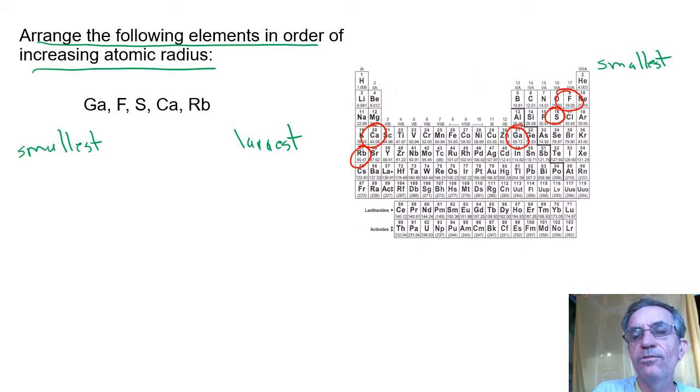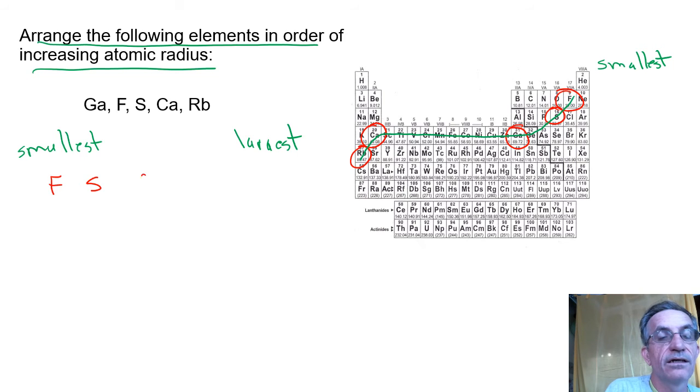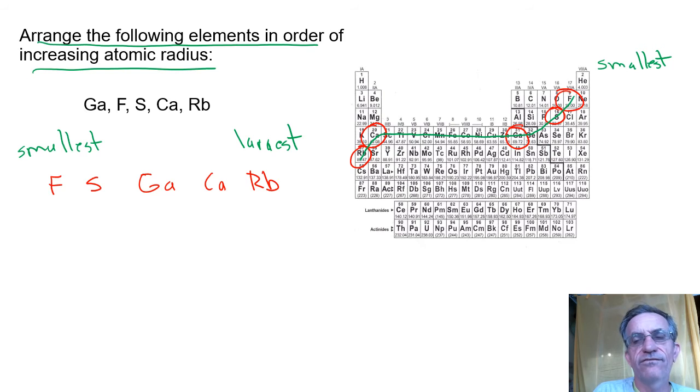So the smallest atom would be fluorine, and then sulfur, and then gallium, and then calcium, and then rubidium. Going over and down, atoms get bigger and bigger and bigger. So let's go ahead and list them. What do we say? Fluorine, then sulfur, then gallium, that's a G there, then calcium, then rubidium. Does that look right? I think so. Let's see, fluorine, sulfur, gallium, calcium, rubidium. Yeah, that's the right order. All right, so with that, I've done one.